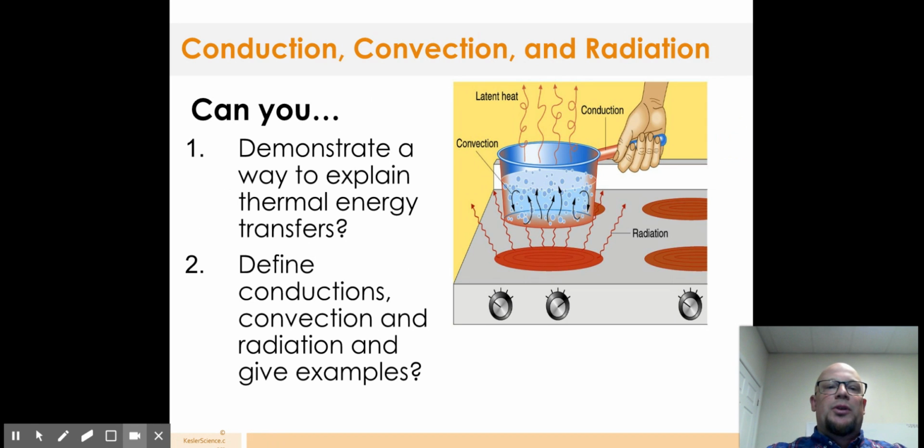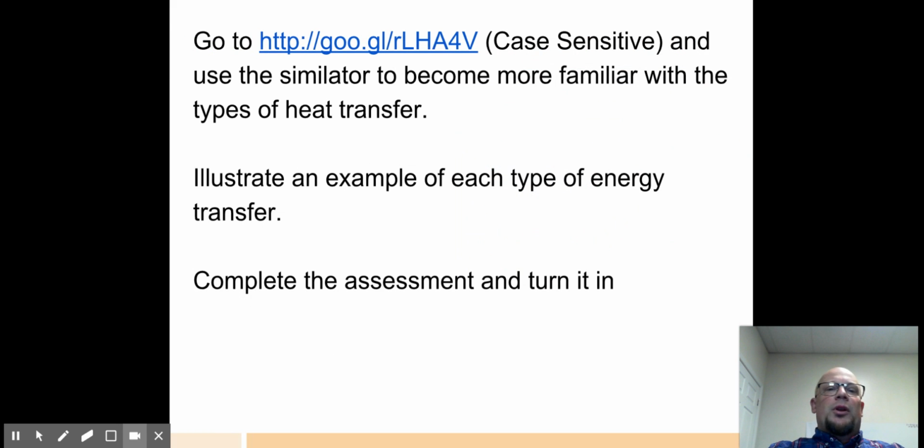So looking at this picture, can you demonstrate a way to explain thermal energy transfers using this picture? And then can you define conduction, convection, and radiation? And give some examples of each one. Now I want you to go ahead and pause the video again and go to this website. This is also going to be linked on Google Classroom. Use the simulator and kind of play around with that online simulator to become familiar with the different types of heat transfer. Make sure you're asking questions.